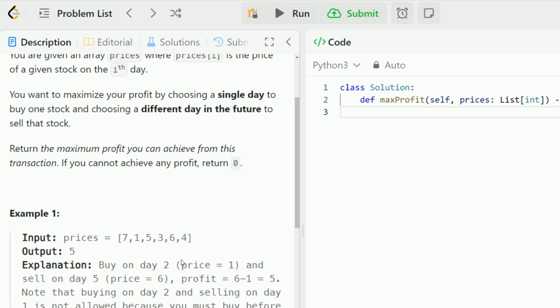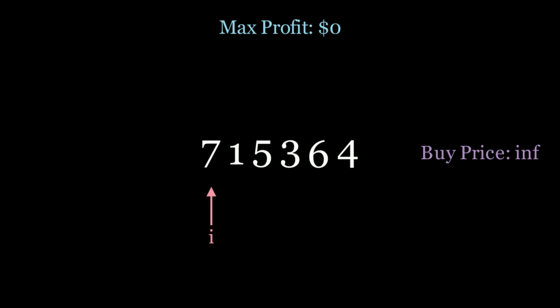So if we look at this example over here, the maximum profit we can make is $5 by buying the stock for $1 on the second day and then selling the stock for $6 on the fifth day, making $5 of profit. Before we start the algorithm, there's two important variables that we need to keep track of.